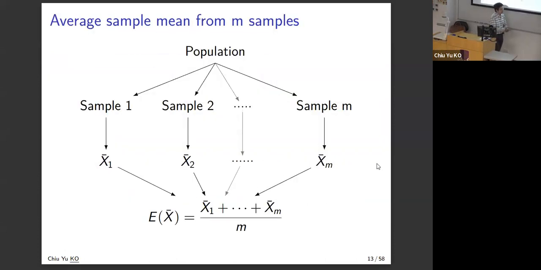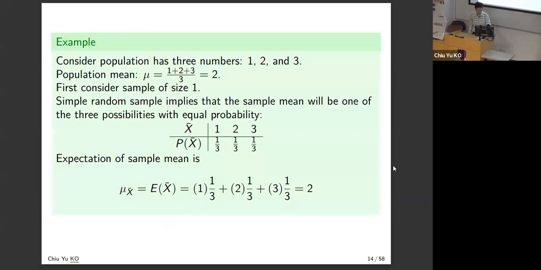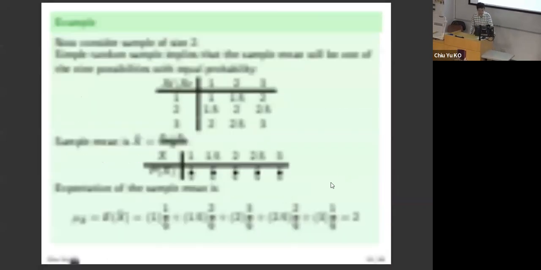Now, there's a graphical representation of this. You have the sample, and for each sample, we have a sample mean and the average of those sample means. Okay. It turns out this will be exactly the same as the population mean. Okay. So that's the idea. And I'm not going to repeat the example because I think that would be fine.